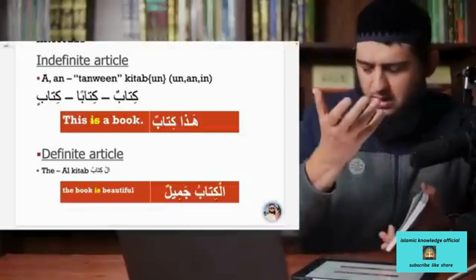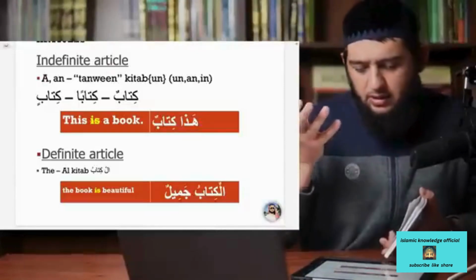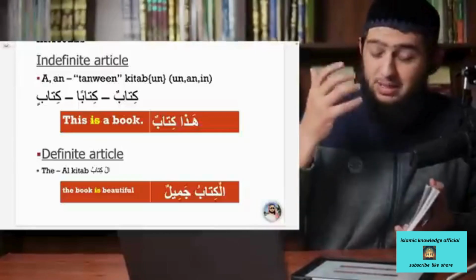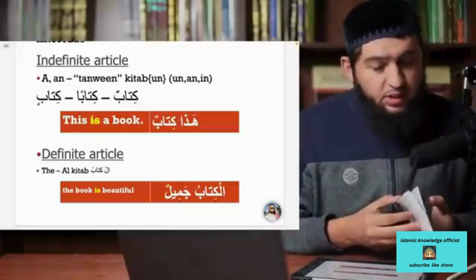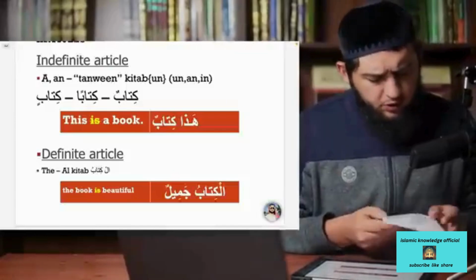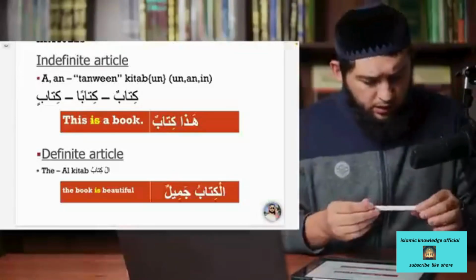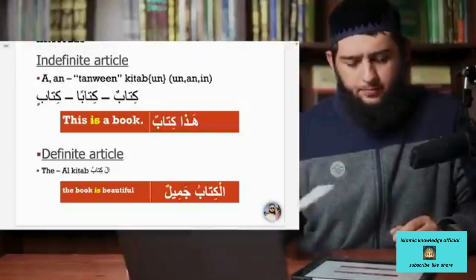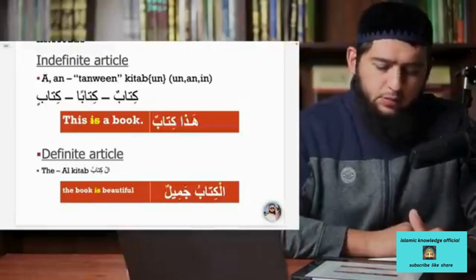But in English, we don't use indefinite article with adjectives. But in Arabic, we use it. So we say jamilun. Al-kitab jamil. MashaAllah. Al-kitab jamil. Al-qalam jamil. Al-sa'a jamila. Okay? Al-kitab jamil.